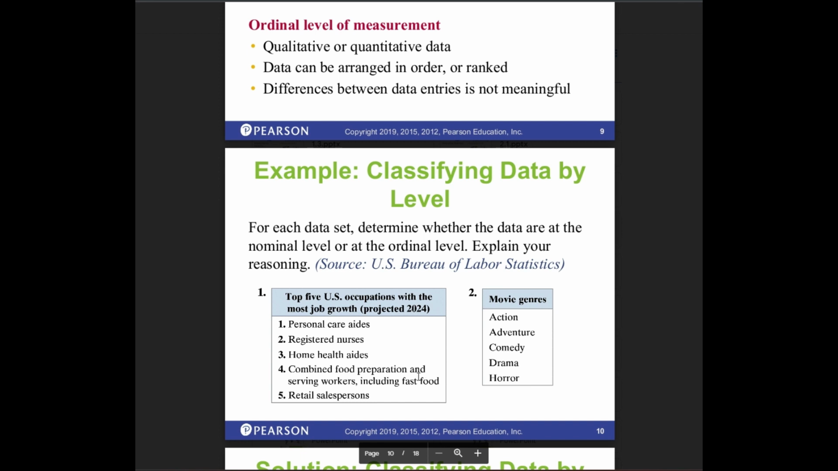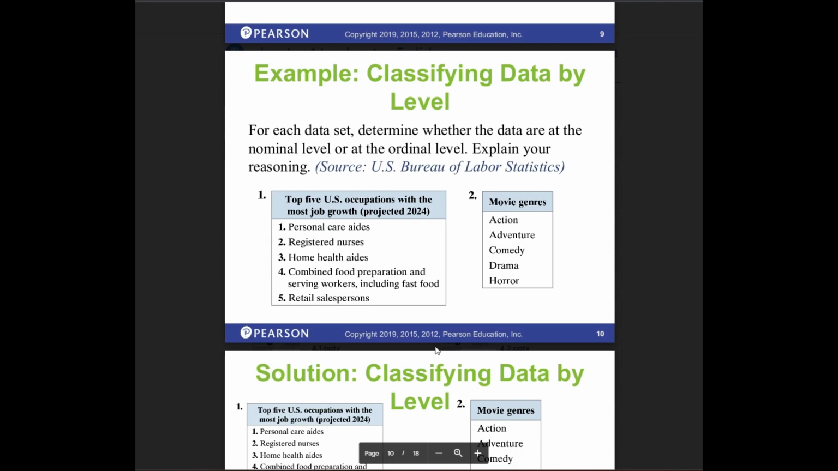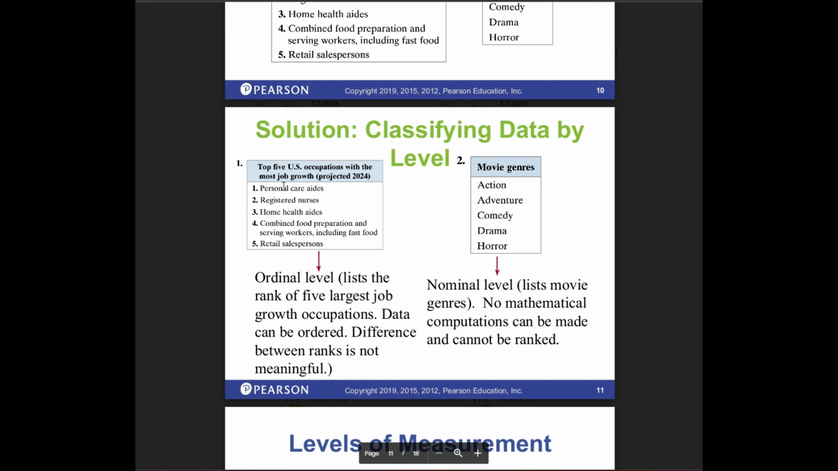An example would be: for each data set, determine whether the data are at the nominal level or at the ordinal level. Explain your reasoning. And the solution to that, for the top 5 U.S. occupations with the most job growth: number 1, personal care aides, registered nurses, home health aides, combined food preparation and serving workers, including fast food, and retail salespersons. This would be considered ordinal level because it lists the ranks of 5 of the largest job-growth occupations, and the data can be ordered, and the difference between ranks doesn't have any meaning.